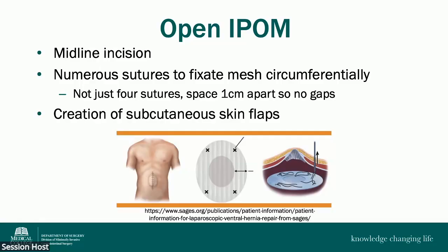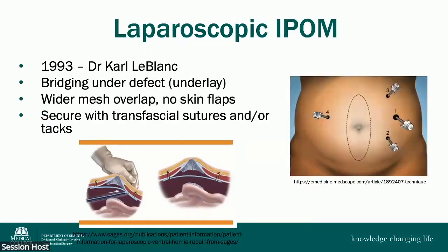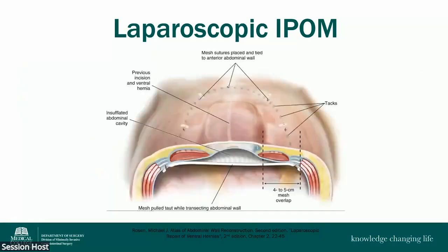And you would often have to create these larger subcutaneous flaps in order to do so and to create the overlap you need. This then evolved in the 90s by Dr. Carl LeBlanc, who first described the laparoscopic IPOM, which was essentially bridging under a defect, what's known as an underlay. Again, you could get some wider mesh overlap here, and the benefit compared to the open IPOM was that you did not need skin flaps, and you would secure the mesh with transfascial sutures or tacks.